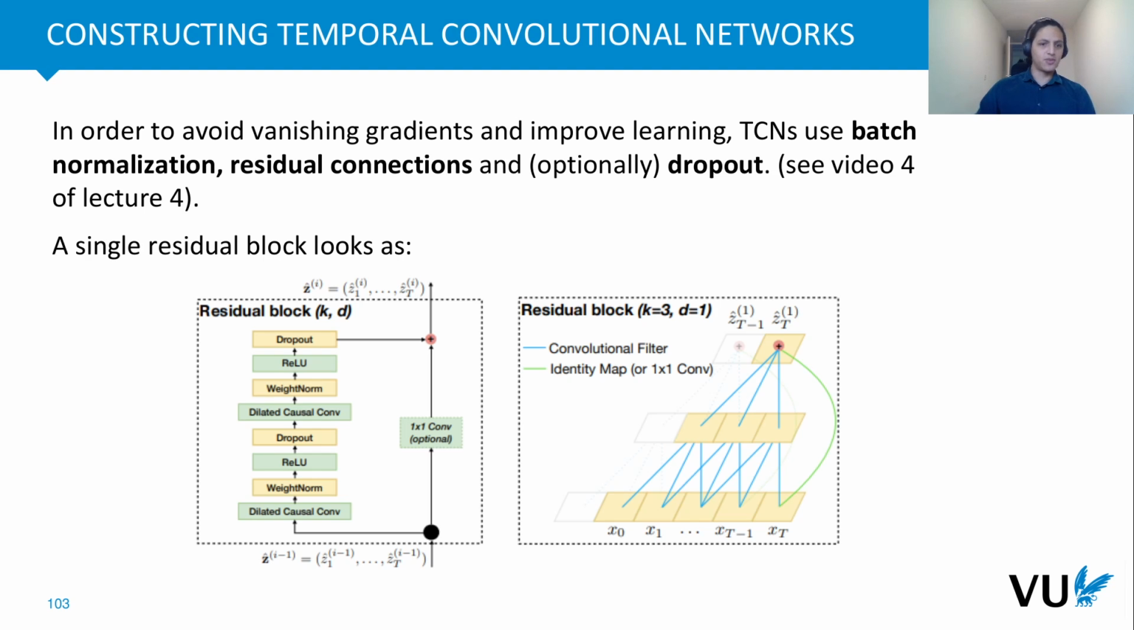They use batch normalization, they use residual connections, and optionally also dropout. You can look at video 4, lecture 4, in order to refresh this, but in a nutshell, the batch normalization recenters the output of each of the layers. These residual connections make a direct connection within multiple layers of the neural network in order to improve the propagation of the gradients throughout the entire network.